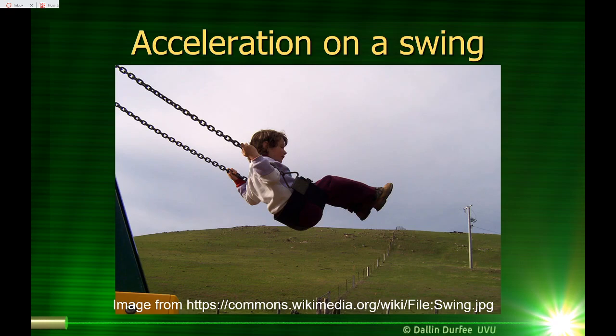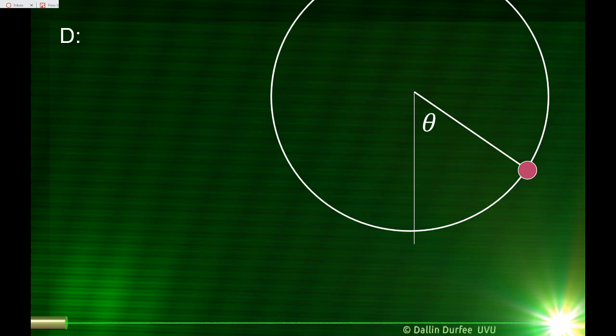Okay, so here's my diagram. Swings go in parts of circles, right? So I draw a big circle. From the center of the circle out to my swing, that's the chain, and at any given moment, the chain will make an angle theta relative to vertical.